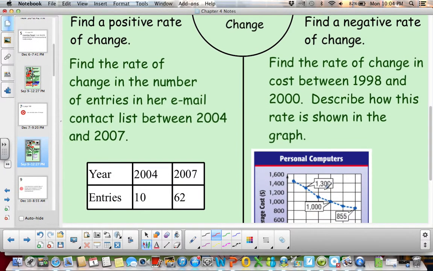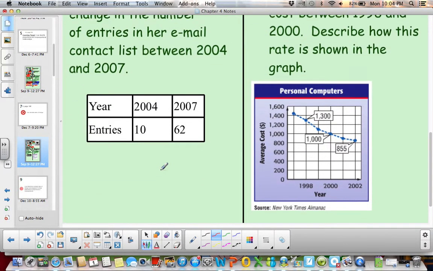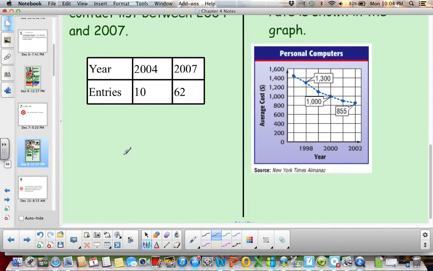So let's find a positive rate of change. Find the rate of change in the number of entries in her email contact list between 2004 and 2007. This is what we would do. We would take the change in the number of entries, so we're going to go 62 minus 10. And then we're going to take the change in years.